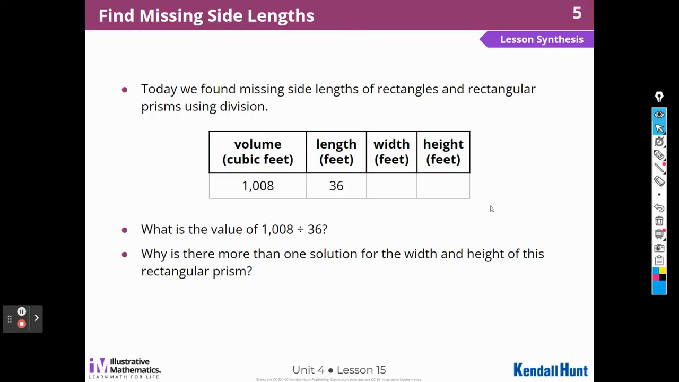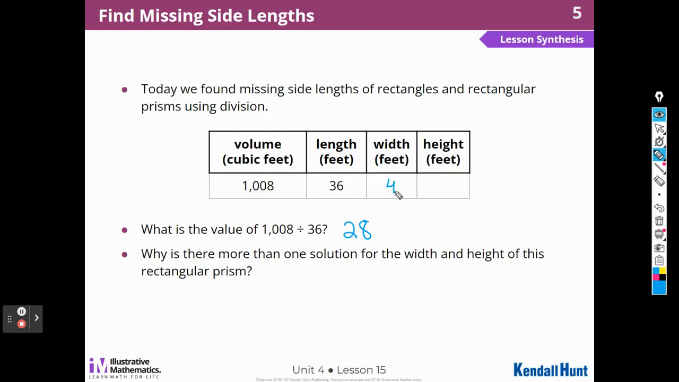Today we found missing side lengths of rectangular prisms using division. What is the value of 1008 divided by 36? What was that value? We did divide it already, right? Do you remember what it was? Divided by 36? I think it was 28, right? 28. Why is there more than one solution for the width and height for this one? Because there are more than one way to get 28, right?